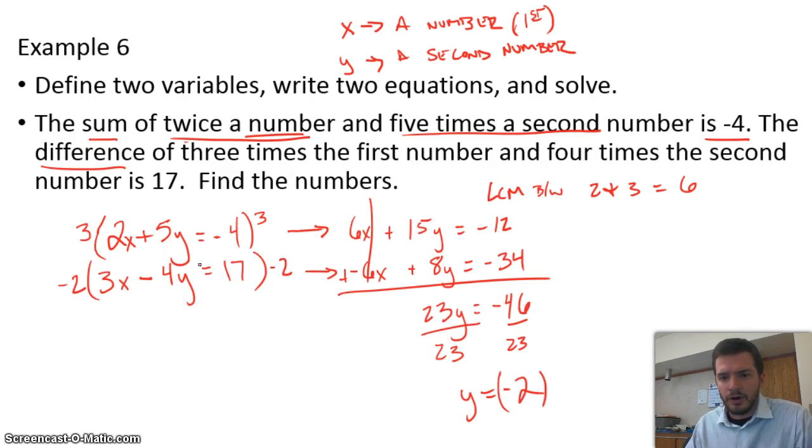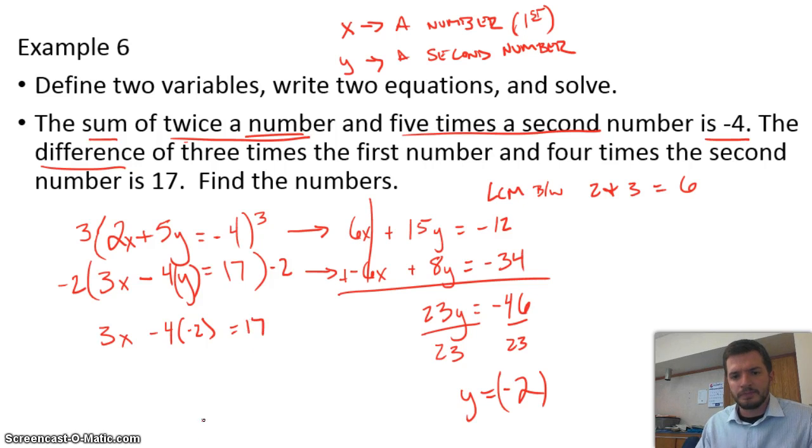So I'll just use the bottom one again. It really doesn't matter. I'm going to plug it in right here. So let me rewrite it. It'll be 3x minus 4 times -2 equals 17. -4 times -2 is 8, so 3x plus 8 equals 17.